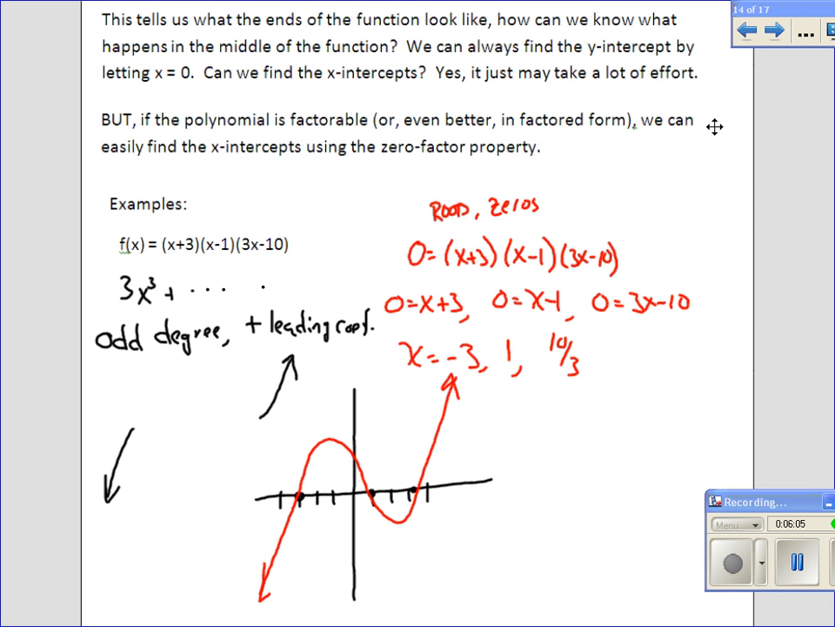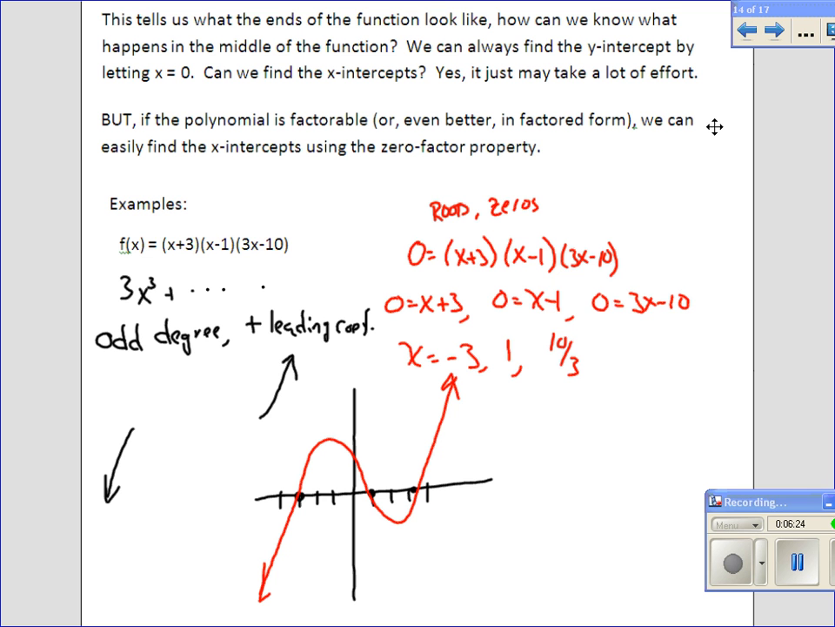So to find out what's happening in the middle of the function, how much it's bouncing around, we can do a couple of things. One easy thing to do is find the y-intercept by letting x equal 0, so it'll just be the constant. And then the x-intercepts we can find. This is where we're going to take some work possibly. Right now we'll look at easy ones.